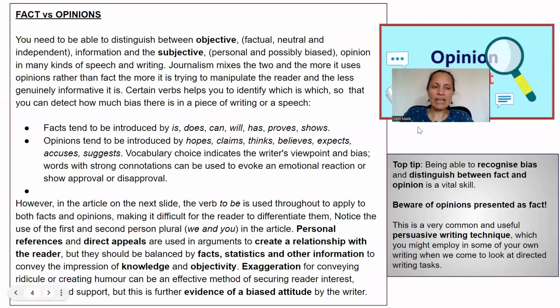So now we're going to have a look a little bit at, we've talked about facts and we've talked about opinions and what they are. And as I said, you need to be able to distinguish between objective and subjective viewpoints. So what do we mean by that?